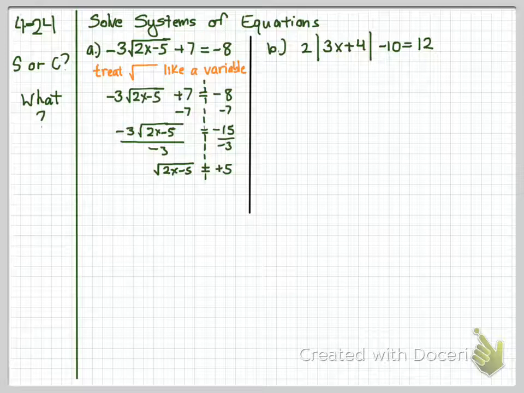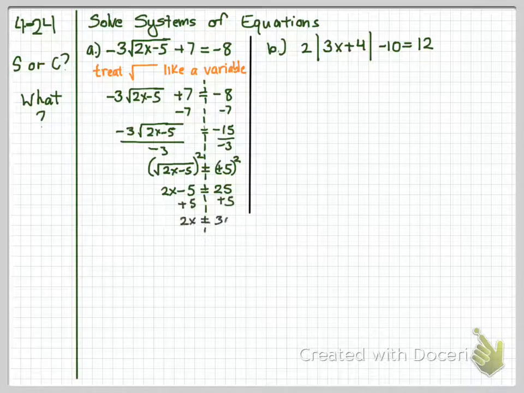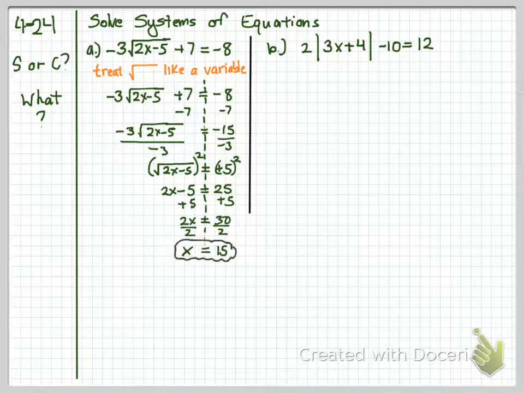Anytime you take a square root in function world, it has to be positive on the right hand side, so that one's fine. And now we do the opposite of that, which is square both sides, so we get 2x minus 5 is equal to 25, and then we do our normal undoing, add 5 to both sides, divide by 2, we're left with x being 15, and that's the final answer for that one.